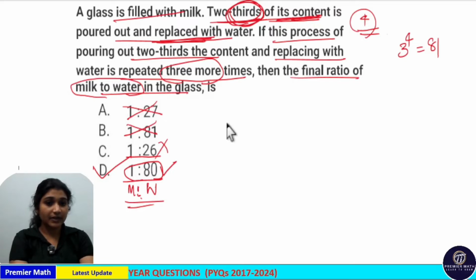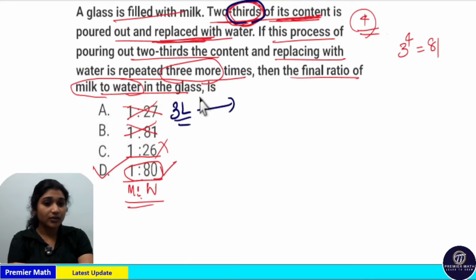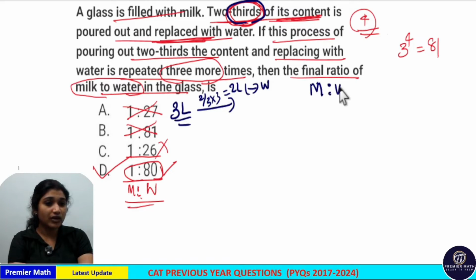Now I will explain the third method. Here, two-thirds of the content means, if I take 3 liters as the initial quantity of milk, 2/3 of 3 liters is taken out and replaced with water, which is 2 liters. After the replacement, the milk-to-water quantity should be 1:2. Two liters is replaced with water, and the remaining 1 liter is the milk part.